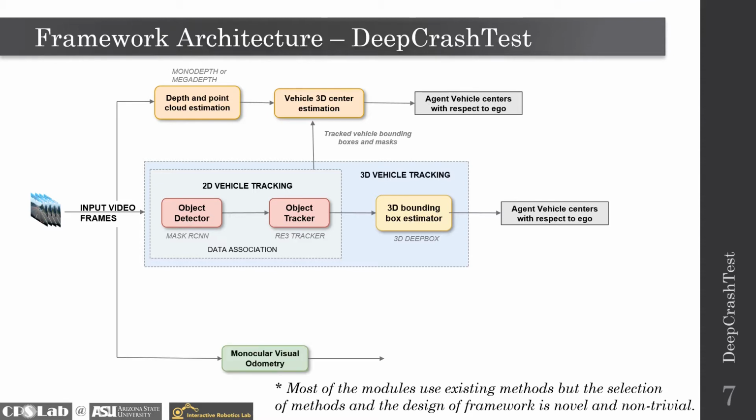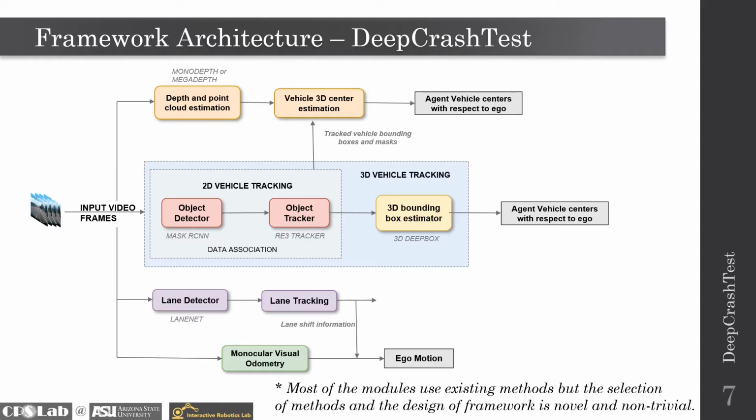The other part of the pipeline estimates the ego motion. We use an existing monocular visual odometry technique to extract a high-level ego motion behavior. We also use a combination of lane detector and tracker to extract low-level lane shift information. We combine this lane shift information with high-level visual odometry information to form the complete ego motion profile.